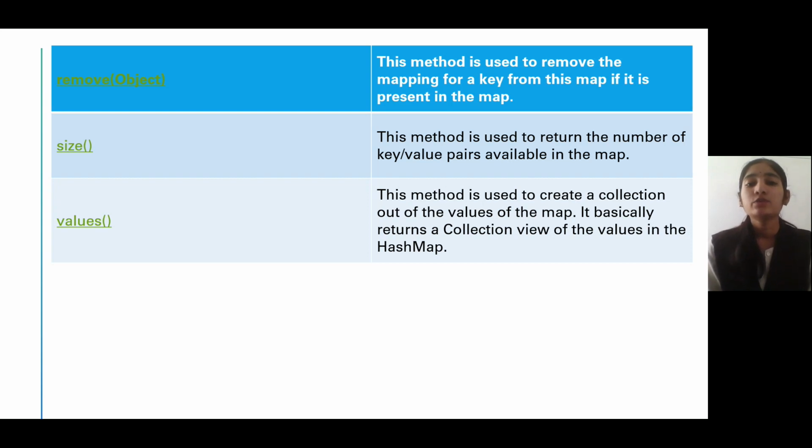Size. This method is used to return the number of key or value pairs available in the map. Values. This method is used to create a collection out of values of the map. It basically returns a collection view of the values in the hash map.